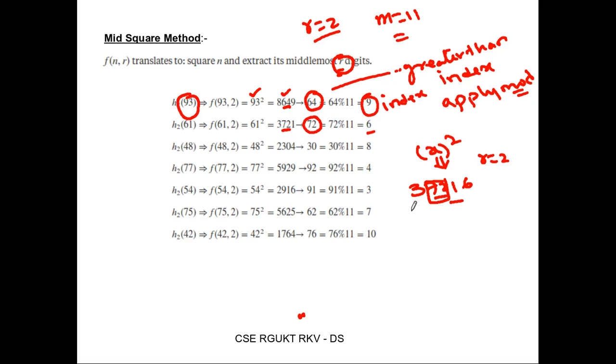So next time whenever you search for an element, obviously you will again get the square as 3712, and you know that you consider the first two digits, go to the particular index and search for that element. So this is the mid square method for you. That is, given a key, you square it and take the middlemost r digits of it, and if that value is greater than the hash table size, you apply the modulus operator. So this is the mid square method.